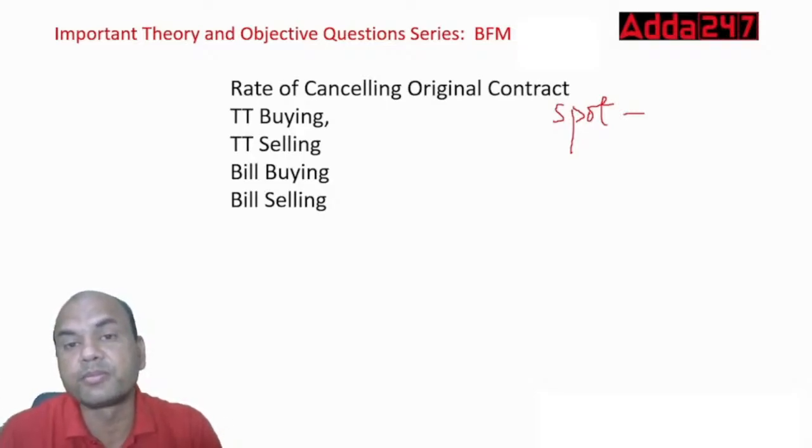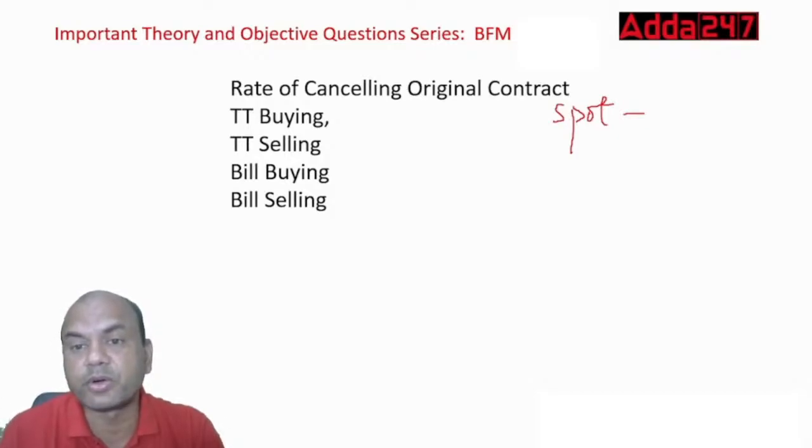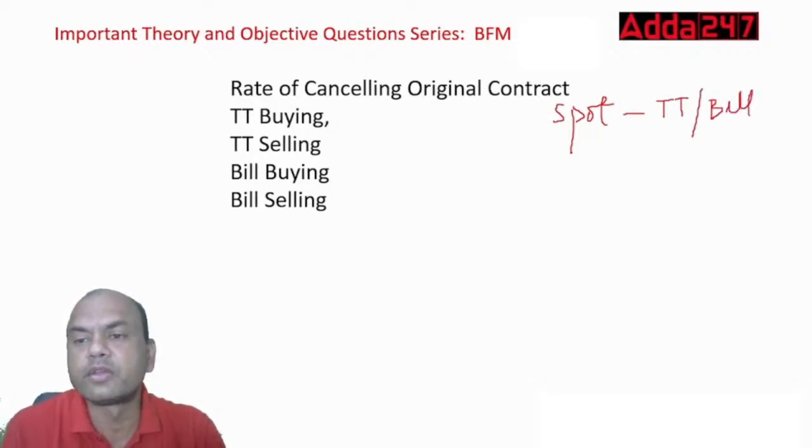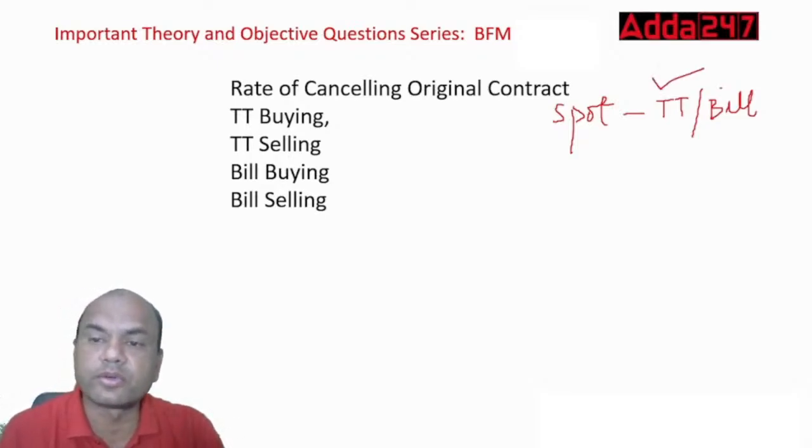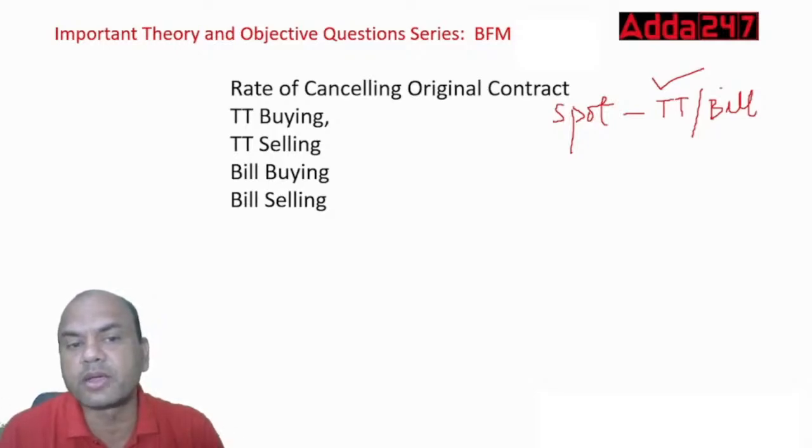Again, first problem. Just now I gave you. Spot you have to use TT rate or bill rate. Okay, I'll give you options. TT or bill. So which rate will you use? TT rate, correct? So TT is okay. So now these two are out. TT is only in. TT buying or TT selling.